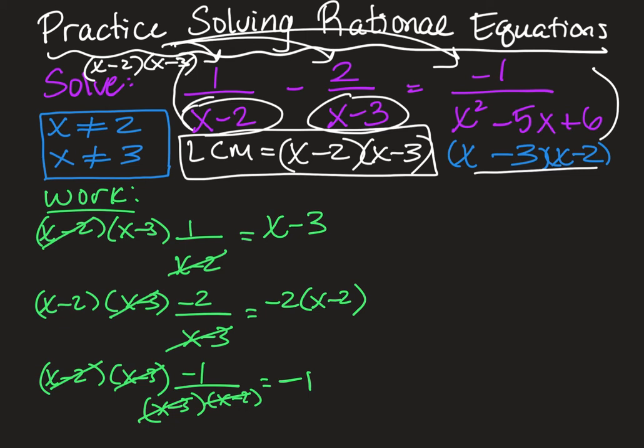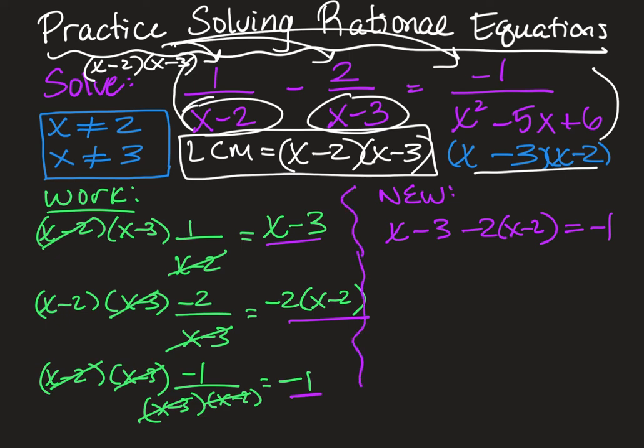Okay, so let's see what my new equation is going to look like. So my new equation now is x minus 3 minus 2 times x minus 2 equals negative 1. Okay, I just put it back together with my 3 terms that I have. So I showed all my canceling and showed what I have left. And so now I'm going to solve my new equation.